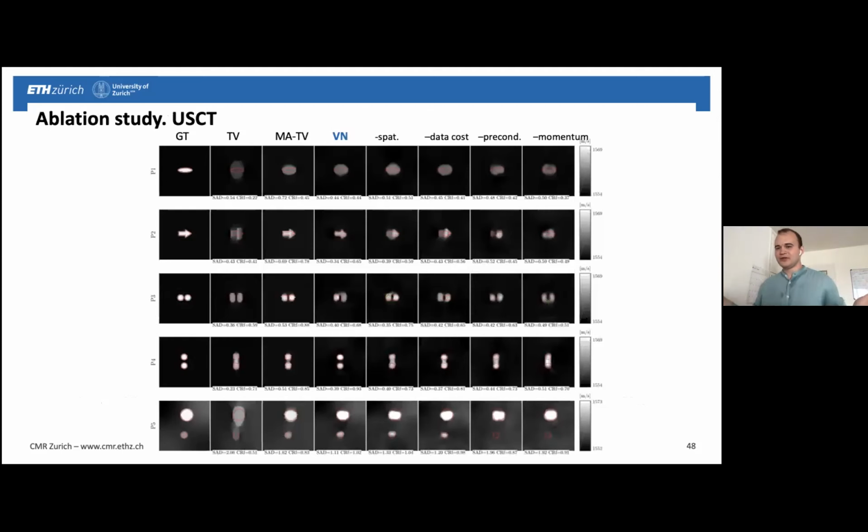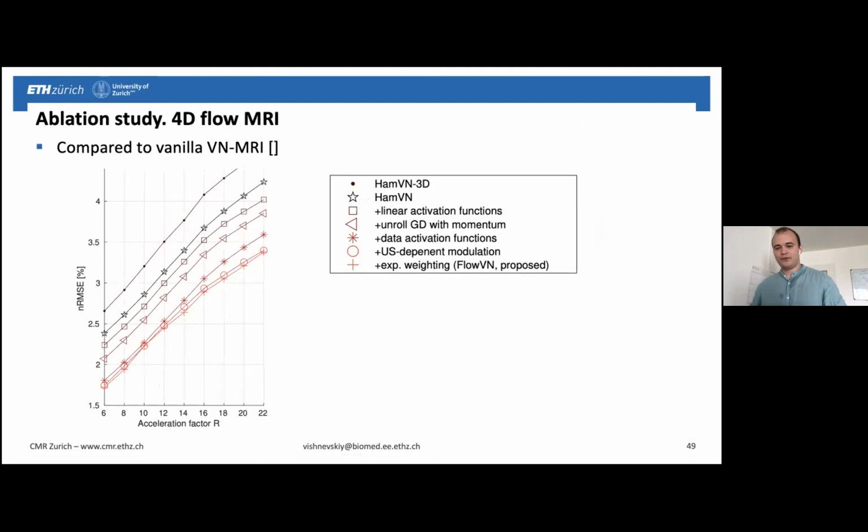Now we can also show that all these modifications to the variational network that we did improve the reconstruction accuracy. And well, if they didn't, we wouldn't incorporate them. But I don't know what conclusions one can draw from it, because it's purely phenomenological. And it just supports the fact that the reasoning was valid. And the same is true for the MRI example.